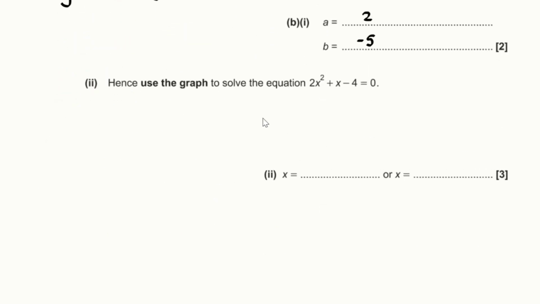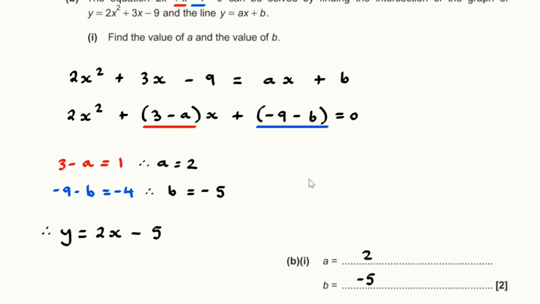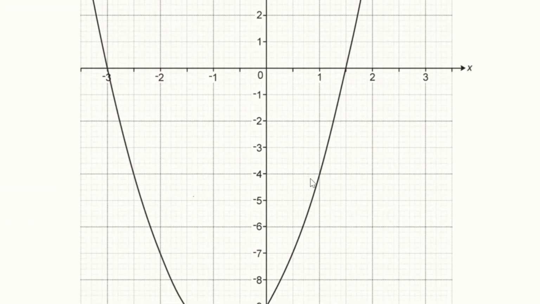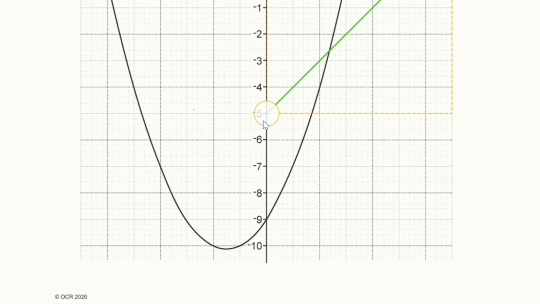And now I have to use the graph to solve the equation 2x squared plus x minus 4 equals 0. So I need to draw the line y equals 2x minus 5. So if I draw the line 2x minus 5, minus 5 is over here and we've got a gradient of 2. So for every 1 we go across, we go 2 up. So here is the graph I need to solve. So stretching it this way as well, we end up with the graph shown here.